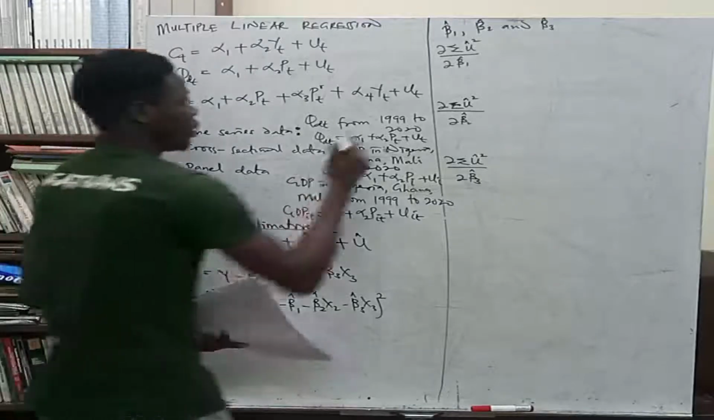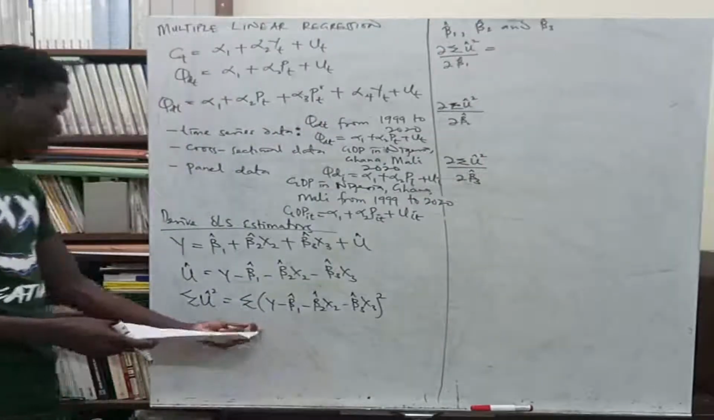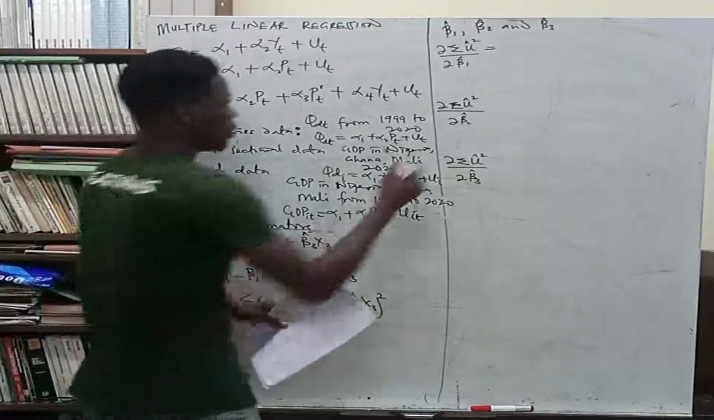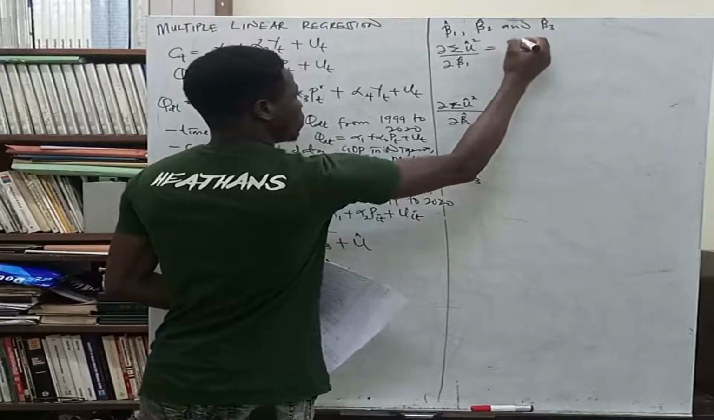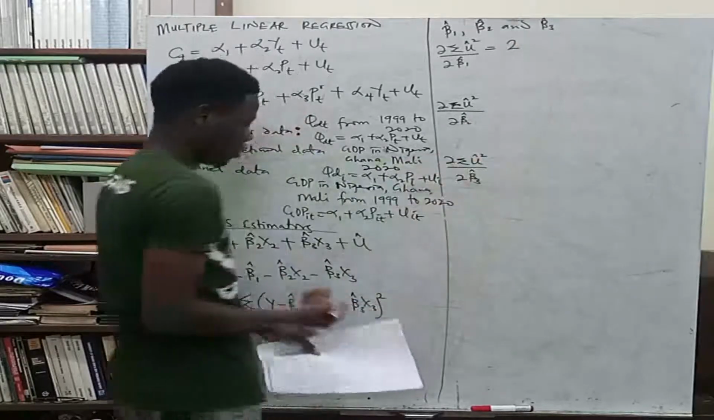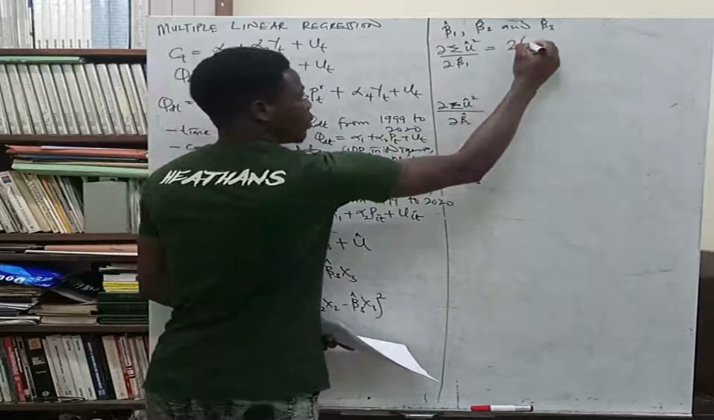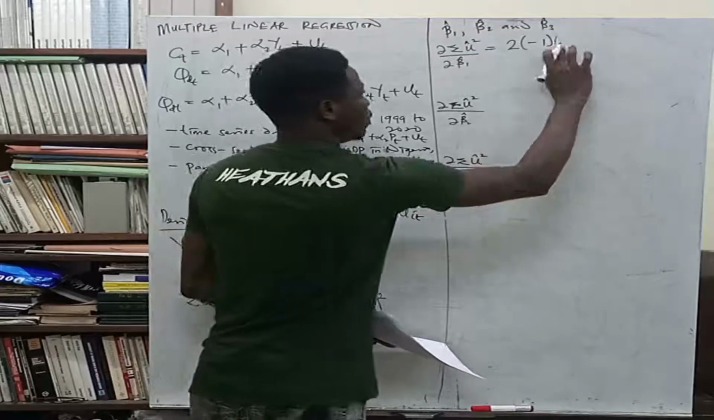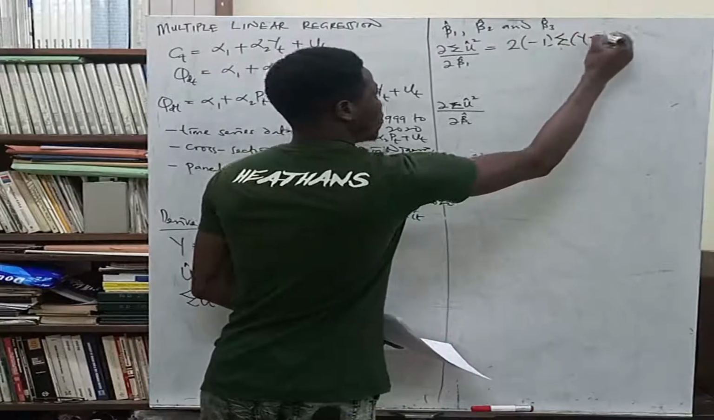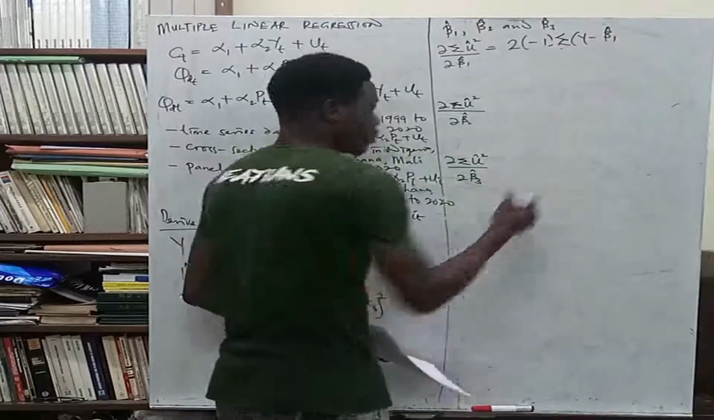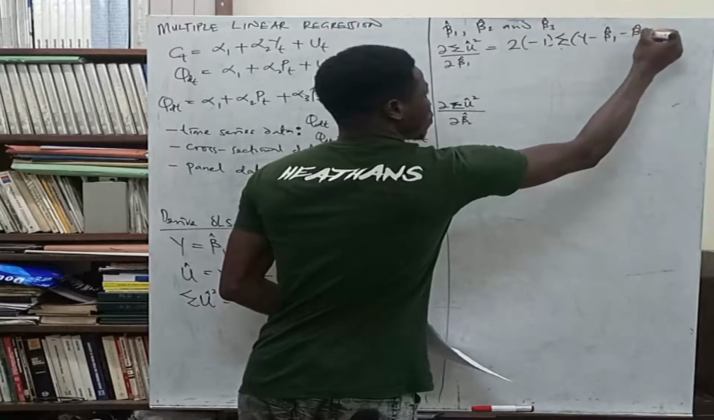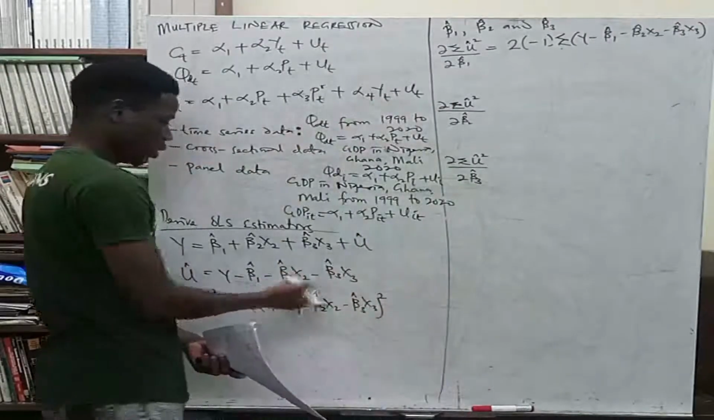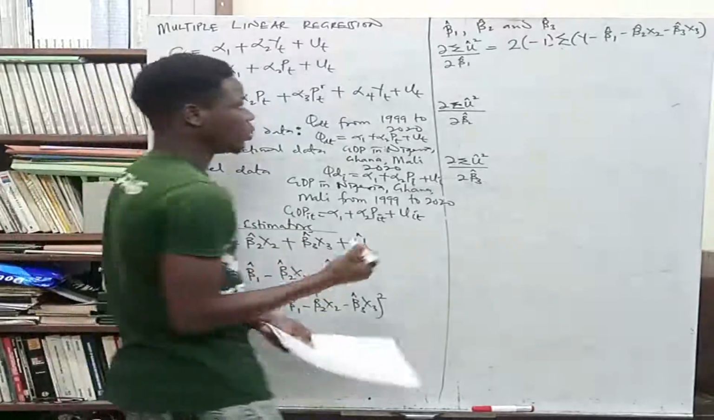So from here we can differentiate this partially with respect to beta 1. We bring 2 forward, then we differentiate whatever we have inside this bracket, minus 1 with respect to beta 1. Then we have summation y minus beta 1 minus beta 2 x2 minus beta 3 x3. Of course, that's going to be 2 minus 1 and that's 1, so we don't need to write that.